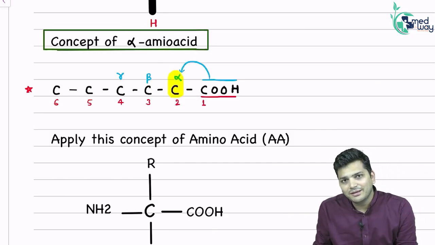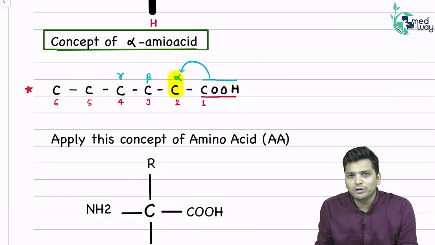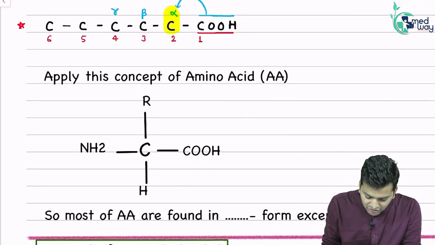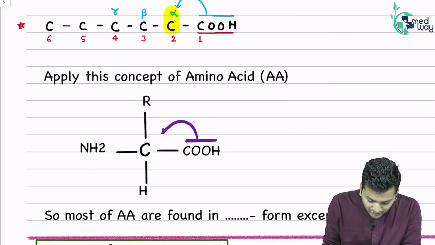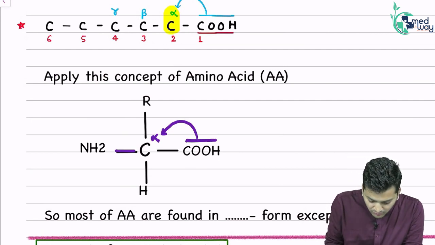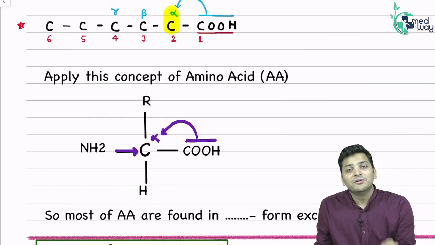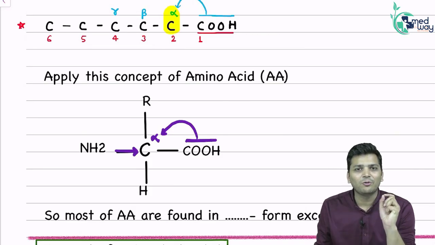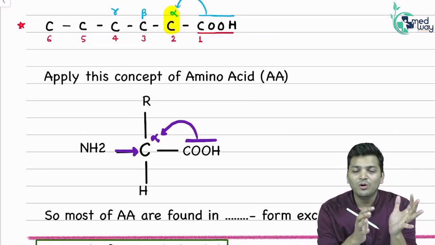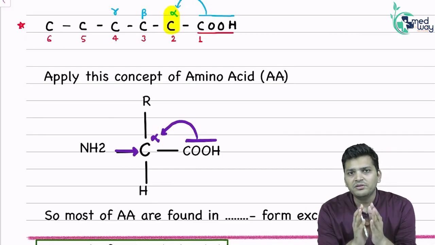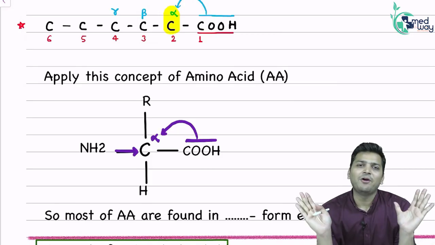If we apply the same concept on the amino acid molecule, see, this is the structure of an amino acid. Here is the functional group. The carbon which is next to the functional group is referred to as what? Alpha carbon. And you can see that in the amino acid, the amino group is attached to the alpha carbon. So because the amino group is attached to the alpha carbon, such amino acids are called alpha amino acids. If the amino group is attached to the beta carbon, then it is called a beta amino acid.